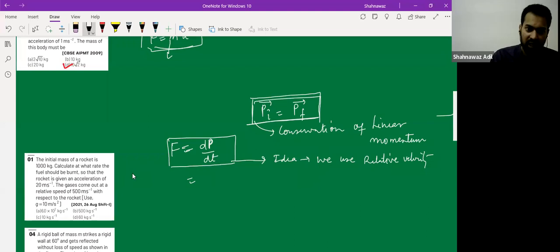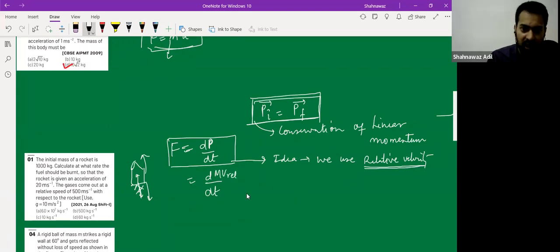Okay, so your rocket is going like this and the propeller is moving like this, right? So the fuel is pushing this way and gravity is pushing this way, right? So you have to calculate the relative velocity, right? This relative velocity doesn't change with time, right? So this is what? dt and m and this v relative, right?